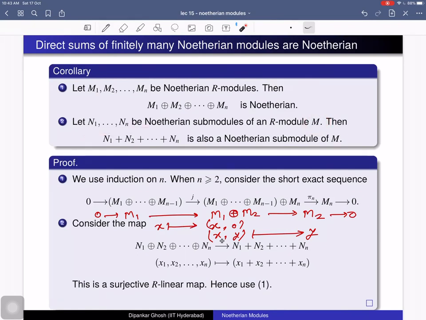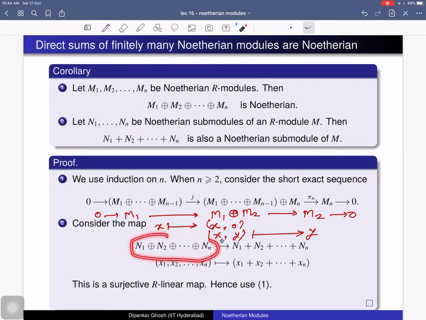So by Noetherian submodules, I mean that N sub 1 in particular is an R module, and as an R module it is Noetherian. So it satisfies that finiteness condition or all the equivalent conditions. So if you have these Noetherian submodules of an arbitrary module M and you take their usual sum, then that is also Noetherian. Okay, how to verify that? So you can think of this as an R module. As an R module, it is Noetherian. So if you consider their direct sum, then this R module is Noetherian.